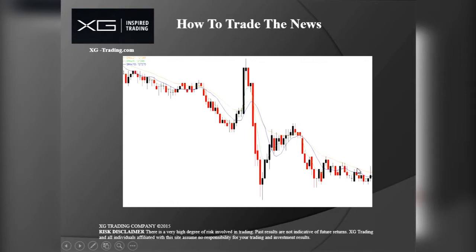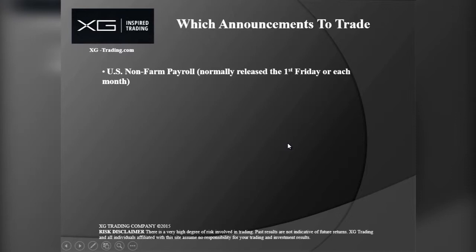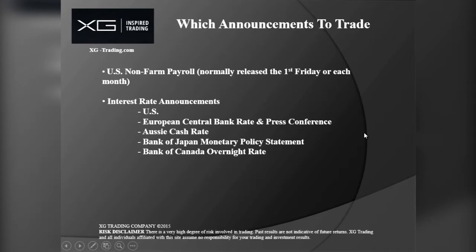I'm going to show you one of my absolute favorite trading strategies, and it's a great way to make money trading news announcements. Now, the first question is, which announcements do you want to watch that are good for trading? Of course, the U.S. non-farm payroll, the jobs number, which is released the first Friday of every month. That is probably the biggest release that you're going to see.